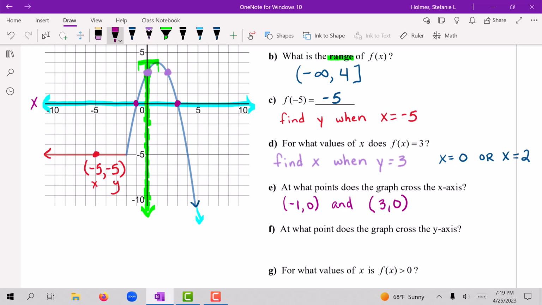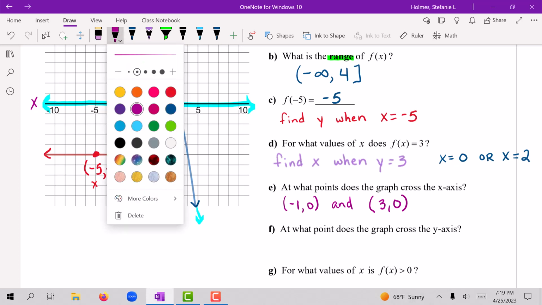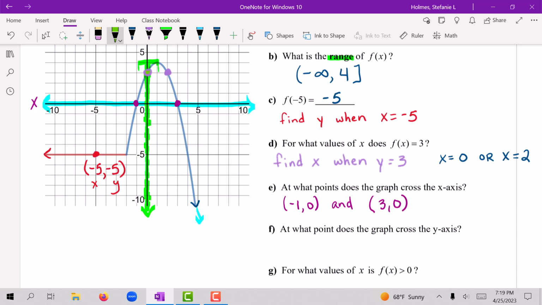Okay, where does the graph cross the y-axis? Well, it crosses the y-axis right here on top of that purple spot. So it crosses the y-axis at the point 0, 3.